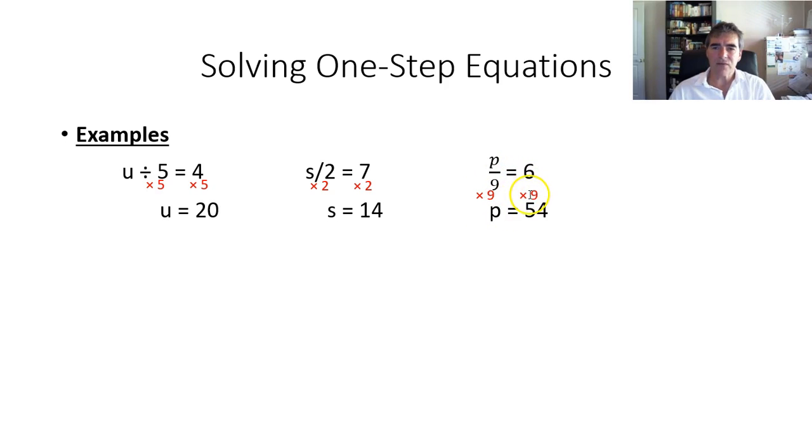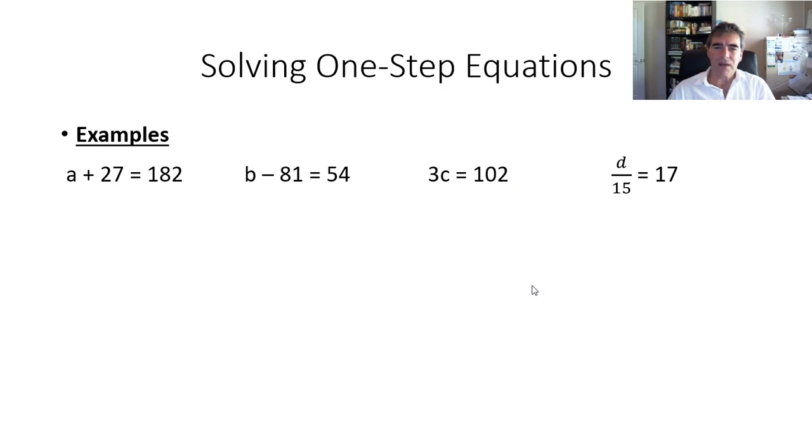And 6 lots of 9 is 54. So we just had a look at how we can solve them. Let's go back to our harder ones that I've finished off, our one-step equations, our inspection equations. If we know these shortcuts now, we should be able to solve these. So let's look at our inverse operations.